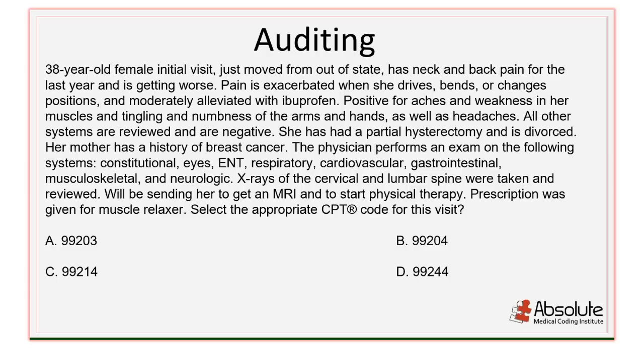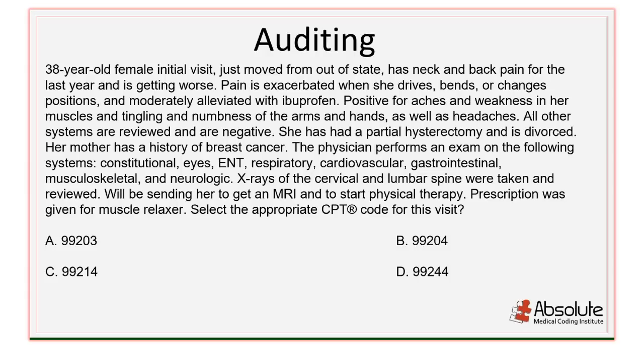Pain is exacerbated when she drives, bends, or changes position, and moderately alleviated with ibuprofen. Positive for aches and weaknesses in her muscles and tingling and numbness of the arms and hands, as well as headaches. All other systems are reviewed and are negative. She has a partial hysterectomy and is divorced. Her mother has a history of breast cancer.